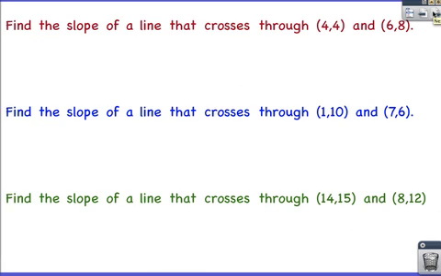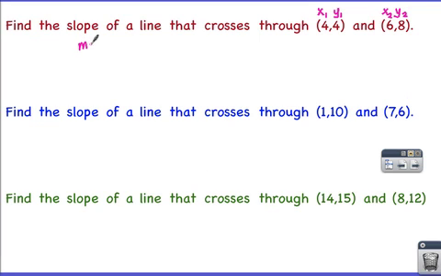Now the reason the formula is especially helpful is because many times you will not be given the graph, and therefore it's more efficient to use the formula if you're just given 2 points. So for example, find the slope of a line that crosses through 4, 4 and 6, 8. Well, we know our 2 points, so we can label them as x, y, and then we can distinguish which ordered pairs go together. So I've got my first ordered pair and my second ordered pair.